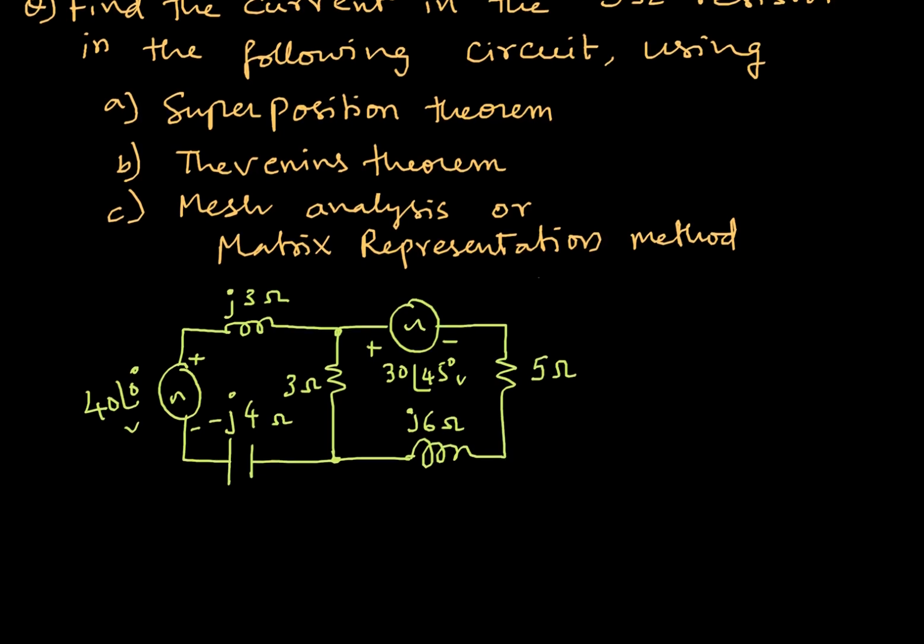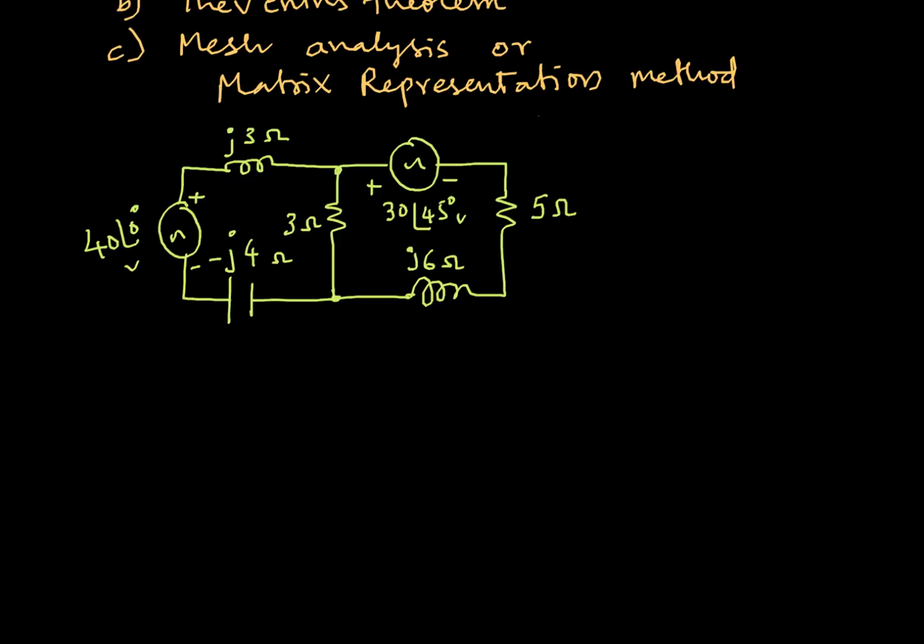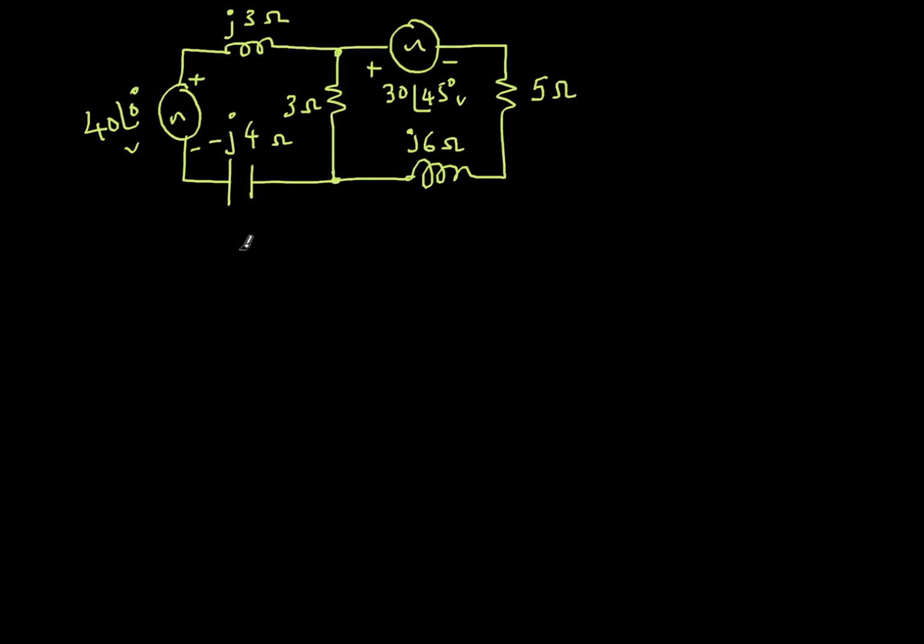So now, using Thevenin's theorem. How do you use Thevenin's theorem? The first step is to find the Thevenin's impedance. What is the procedure for finding Thevenin's impedance? We remove the load resistance, so between these two terminals is my 5 ohms. You remove that, short circuit all the voltage sources, open circuit all the current sources, and find out the equivalent impedance as observed from these two terminals.